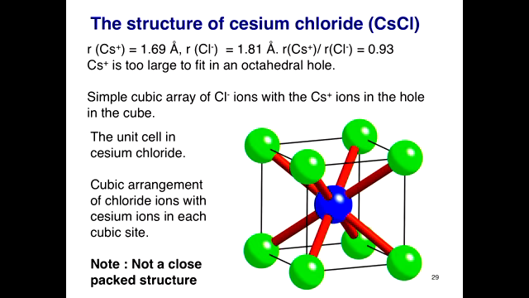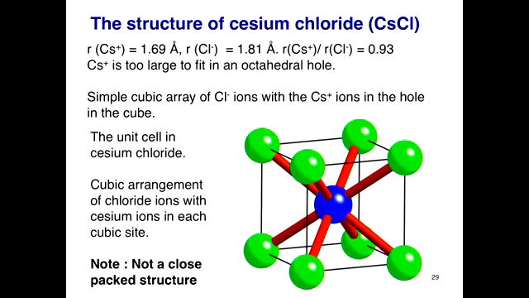And so in this case, I've got these green spheres, which represent chloride ions, at the corners of the unit cell. And in the middle there, I've got the cesium ion. So now the coordination number is 8. I've got 8 chlorides around that cesium. But it's not a close packed structure. So why does that happen? It's because those two radii are similar to each other. The radius ratio is 0.93.